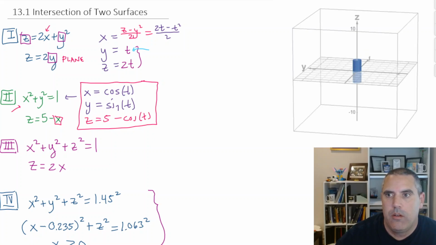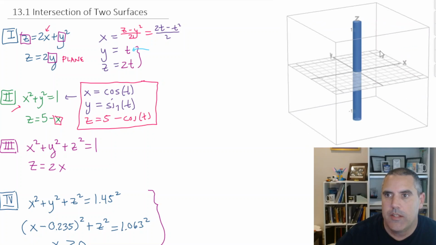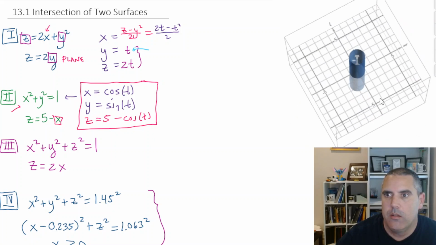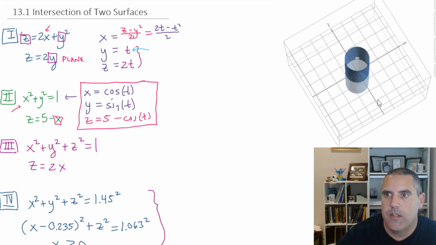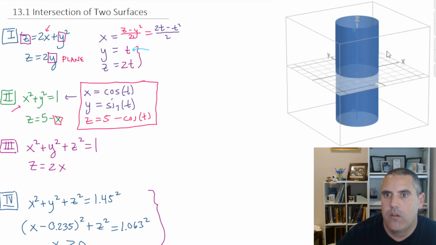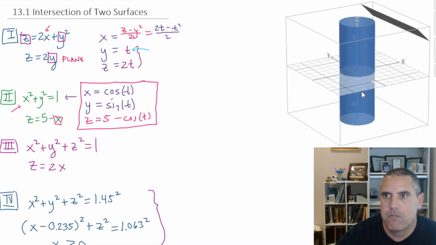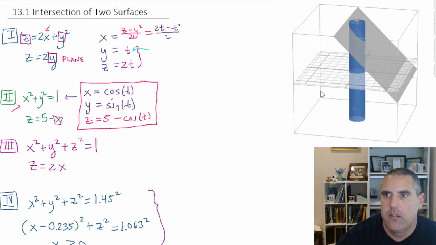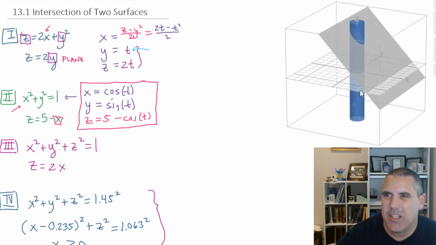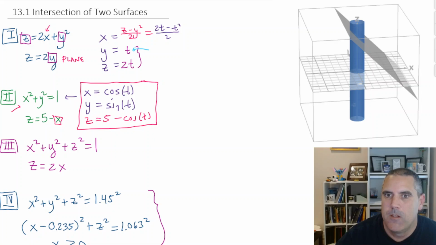I have a cylinder. That's the cylinder. Zoom in a little bit. There's that cylinder, centered at the origin. Here's this plane. I made it too high. There it is. It intersects right there. You can see it's kind of an ellipse on its side.